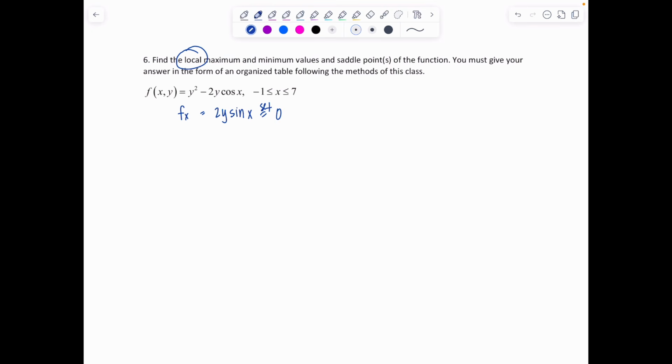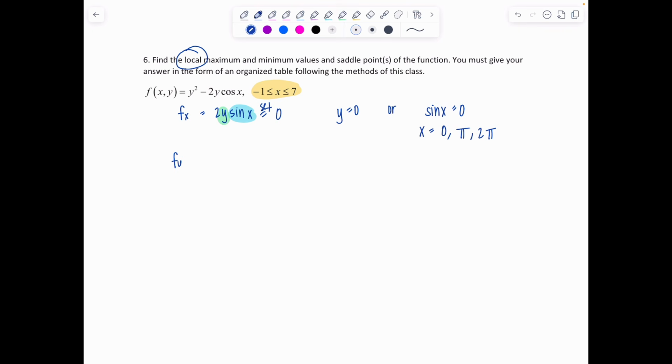Okay, so this is true. Just use your zero product property. Either y is 0 or sine of x is 0. If sine of x is 0, there's infinitely many solutions. That's why they took mercy on our poor souls and said x is only between -1 and 7. So then we only give the solutions x is 0, pi, or 2 pi.